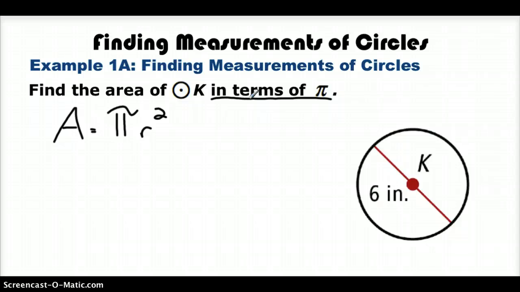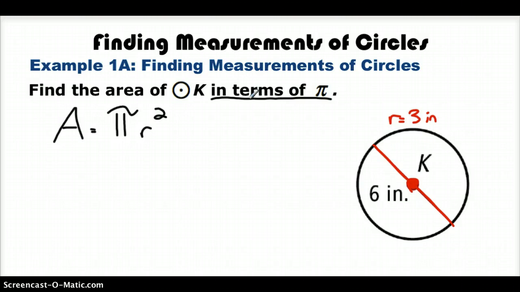It looks like in this particular picture they show us a diameter, right? It's a segment that goes across the circle and goes through the center. So that's the diameter, and we have to remember that the radius is half of the diameter. So the radius here is actually going to be 3 inches instead of 6. So I'm just going to go ahead and write that the radius here is going to be 3 inches.